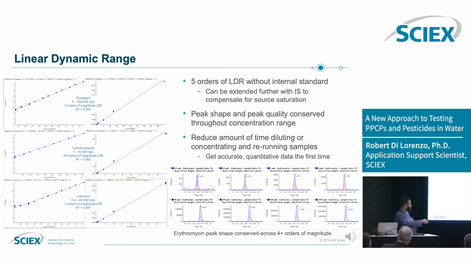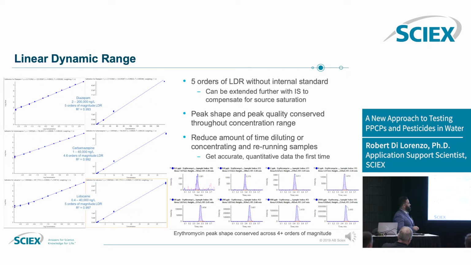This is erythromycin. Up at the top, this is the peak here. You don't see any cupping at the top or anything like that. The peak height is at the low e to the 7s. These detectors saturate in the mid e to the 8s now. So if I had an internal standard, I could easily go an order of magnitude higher in terms of my linear dynamic range. So 5 orders basically without an internal standard can easily be pushed with an internal standard.